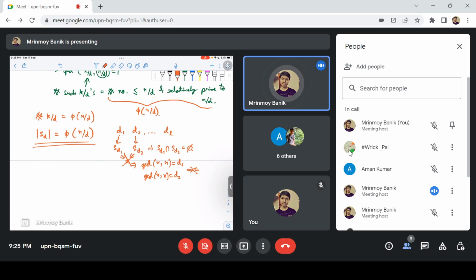So d1, d2, d3 up to d_l define l many subsets S_d1, S_d2 up to S_dl, which are all mutually exclusive. So S_di intersection S_dj is the null set for all i not equal to j.